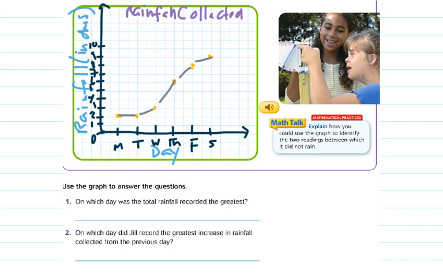So it says use the graph to answer the questions. On which day was the total rainfall recorded the greatest? We would say that it was on Saturday. And then secondly, it says on which day did Jill record the greatest increase of rainfall collected from the previous day? If you look here, from Wednesday to Thursday we see the biggest jump in our data. So we would say our answer for that would be Thursday.